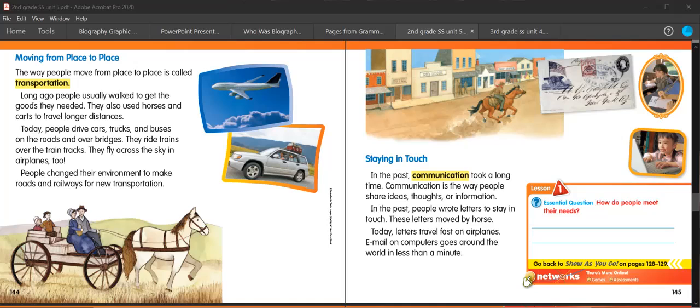Now remember, transportation is anything you use to get from one place to another. So the different kinds of transportation, I apologize for the airplanes that keep flying overhead. Sorry, guys, I know that's really loud.